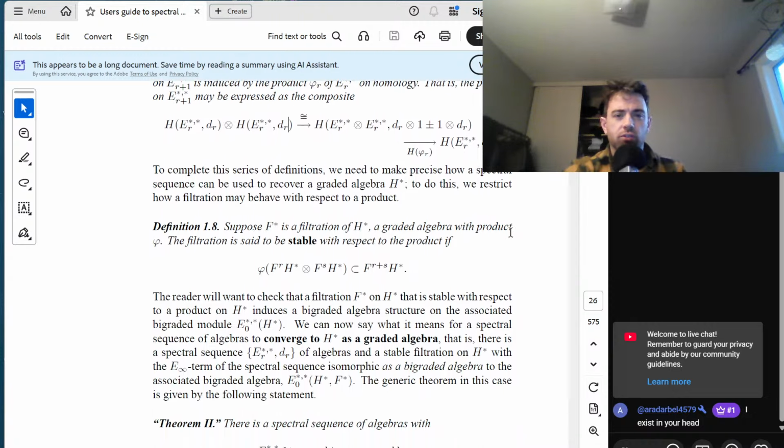To complete these series of definitions, we need to make precise how a spectral sequence can be used to recover a graded algebra. Sander Lewis was in my comment section pontificating about this, so maybe this will finally make some of those details clear.